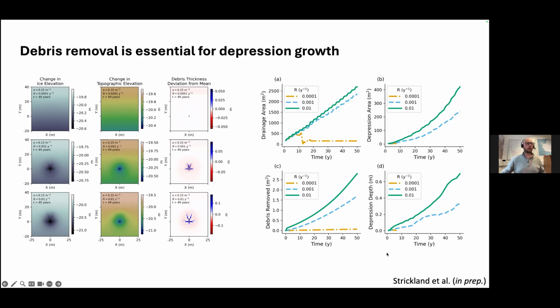And these figures on the right look at the different parameters related to these sink points. So we have the drainage area of the sink point, the depression area, the amount of debris that's removed, and then the depth of the depressions. So basically, if we allow debris to be removed, we get a continually increasing drainage area at that sink point. We get a depression area, which is actually the enclosed sort of bowl that would form a pond if there were no drainage. It grows continuously, and the depression continues to deepen as if we allow debris removal at that sink point.